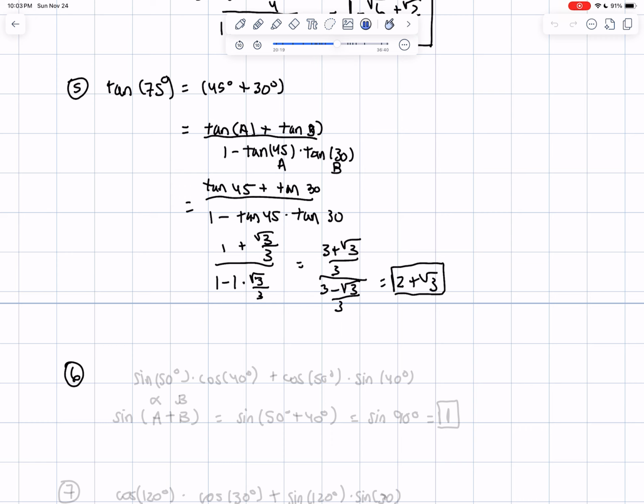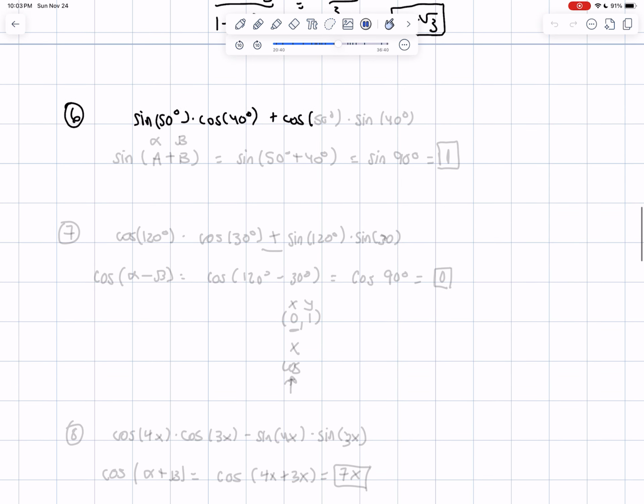Now let's do some examples where they give you the formula, but they don't give you the actual beginning part. So what do I mean by this? So let's do an example. They give us a sine of 50 degrees times the cosine of 40 degrees plus the cosine of 50 degrees times sine of 40 degrees. If they give us this formation, they want us to condense it into the correct form. Either it's sine or cosine, plus or minus alpha and beta.